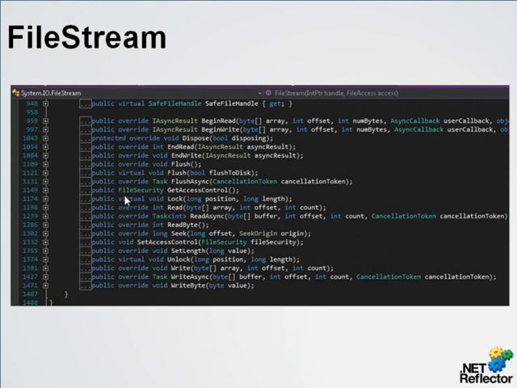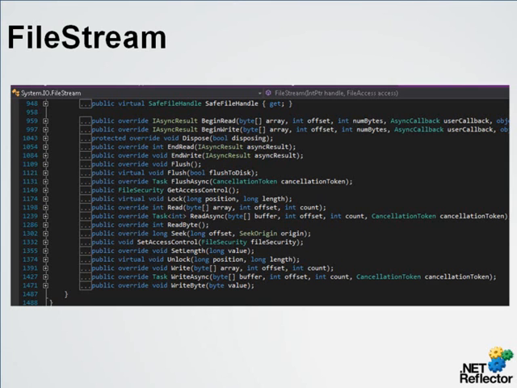So where do we find async in the framework? Well, virtually everywhere. For Windows 8, Microsoft decided that they want things to be very responsive. So I believe that all methods that potentially take longer than 50 milliseconds now have an asynchronous version of them.